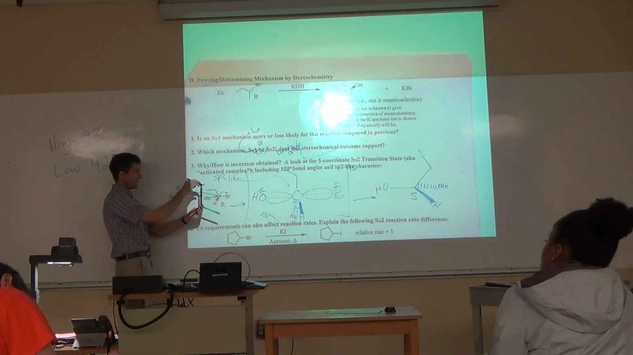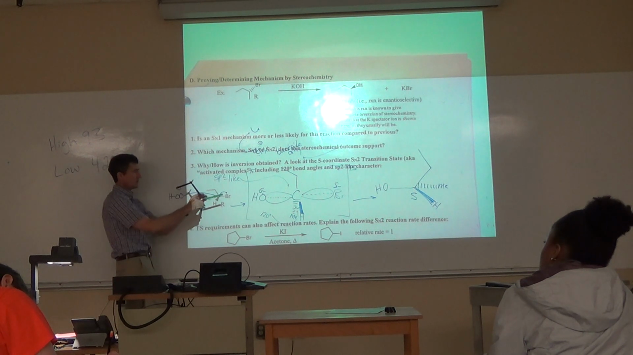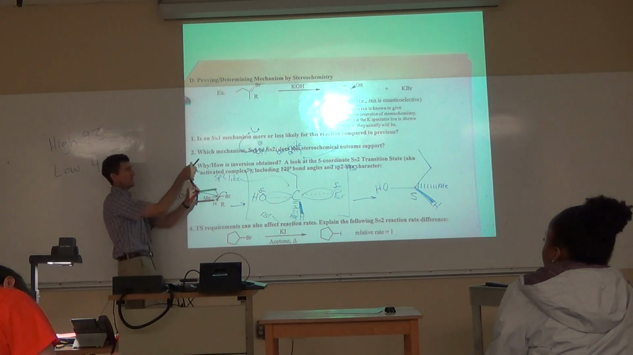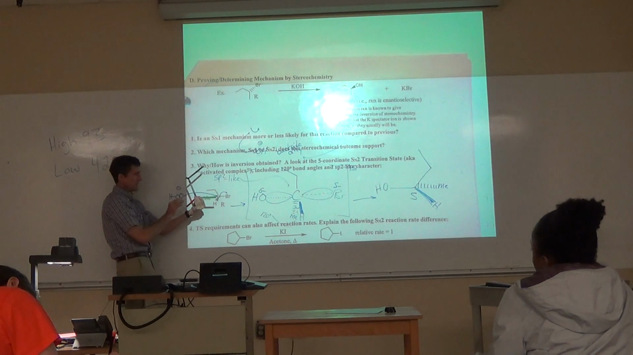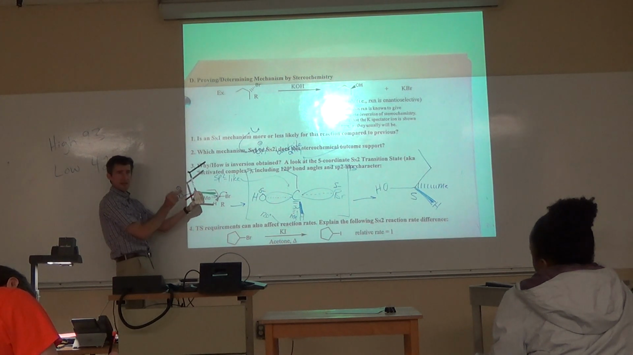Okay, straight up. As long as that bond's straight up, it doesn't matter how we draw the other one. That's the thing we're talking about. You can draw that however you want. Bromine green. Methyl's going to have to be blue and H is red.